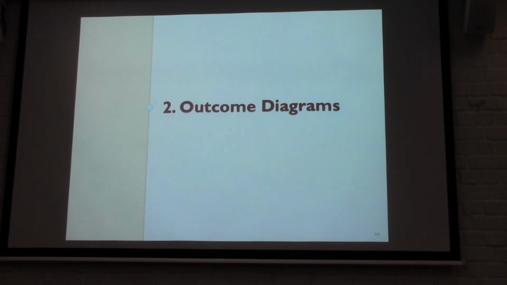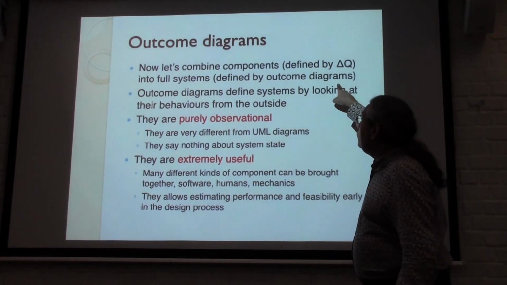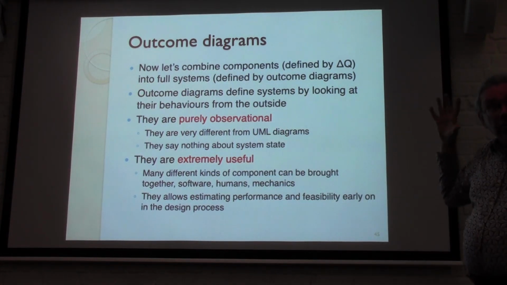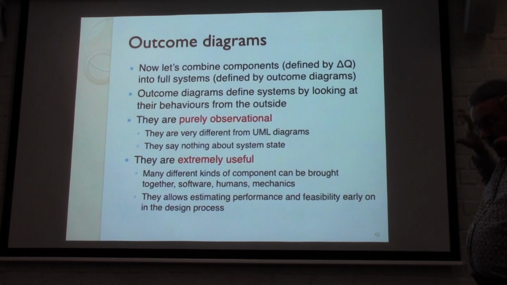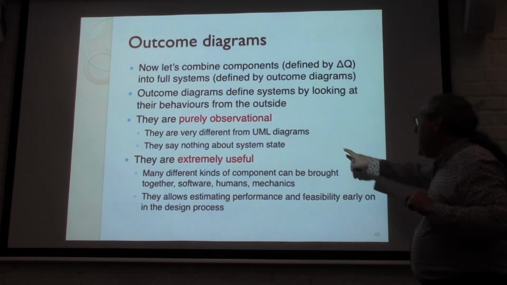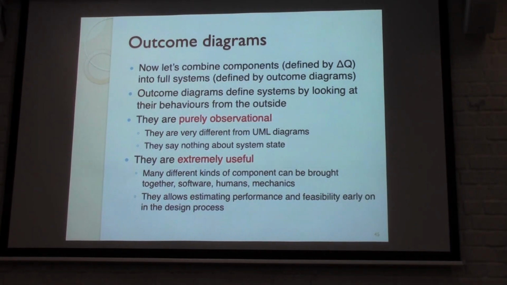What if we have a huge system with many, many, many components, and we want to combine them in design? Then we have to look at outcome diagrams. So now we can combine components into full systems, okay? And an outcome diagram, it's basically you're observing the system. Notice it's very different from a UML diagram. Huh? You probably know UML diagrams. You've seen UML diagrams.